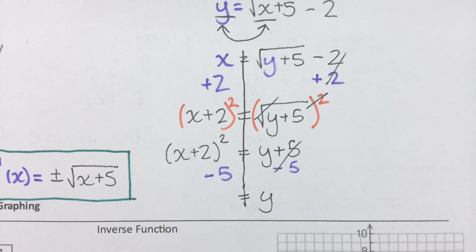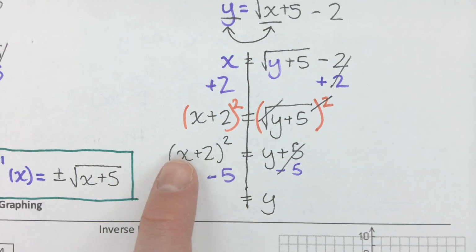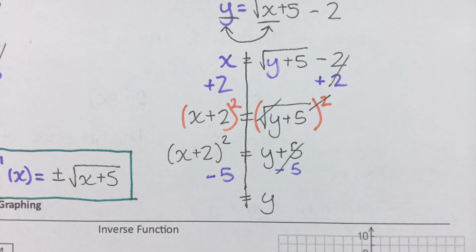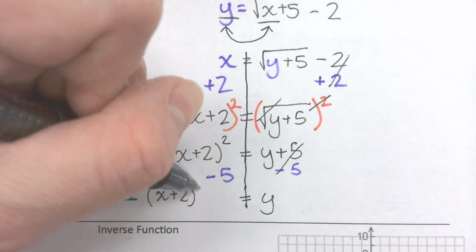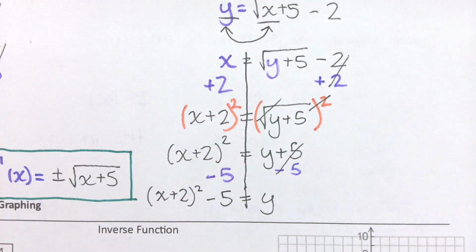Parentheses. Yes. The parentheses are holding that 2 where it's at. The -5 is not inside the parentheses. We're not going to put it there. It's going to hang out outside those parentheses. So, even though they're like terms, we can't actually combine them. It's just going to join the left side. We now have x plus 2 squared minus 5 equals y.